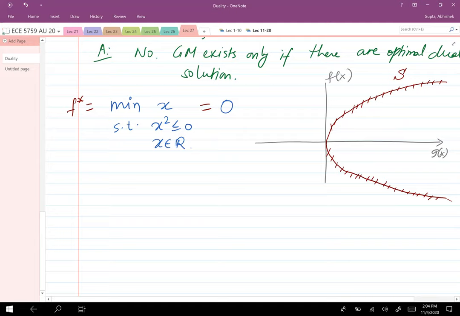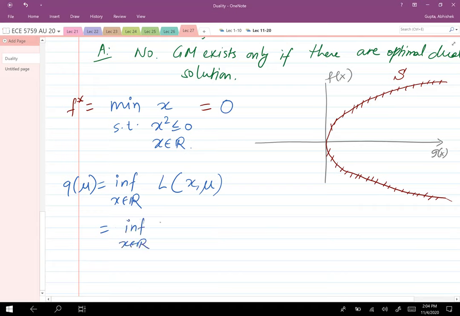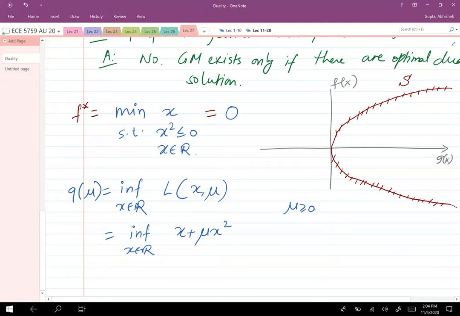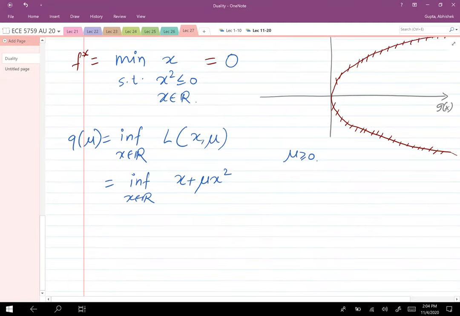Let's try to find out what Q of mu looks like. That is inf over x in R of the Lagrangian of x comma mu. So that is inf over x in R of x plus mu x square. Remember, mu is non-negative. What's the infimum here?